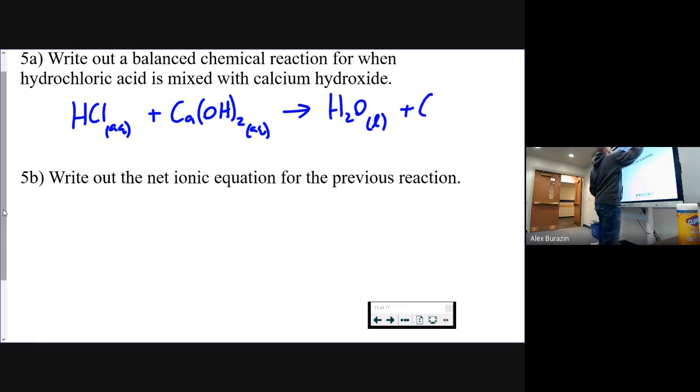And when that happens, these are going to be aqueous salts. They will dissolve. So the product of an acid-base reaction is water from the neutralization part, plus some soluble salt, meaning some salt that absolutely will dissolve in water.